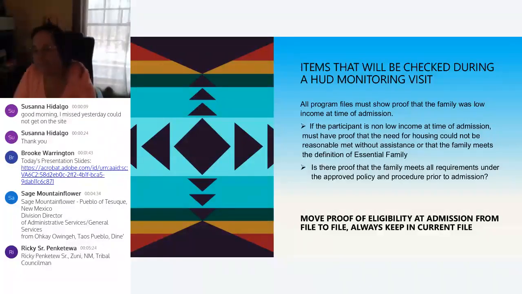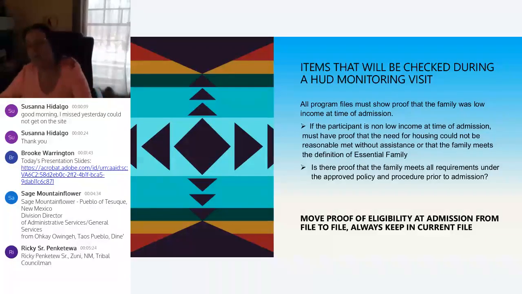If the participant is non-low income at the time of admission, you have to have proof that that need for housing could not reasonably be met without your NAHASDA assistance, or that the family meets the definition of essential family, or falls under that law enforcement provision. And then they're going to look to see if there is proof that that family meets all the requirements under your approved policy prior to admission. Okay. It's got to be in the file. It's got to be dated before you put them in there.